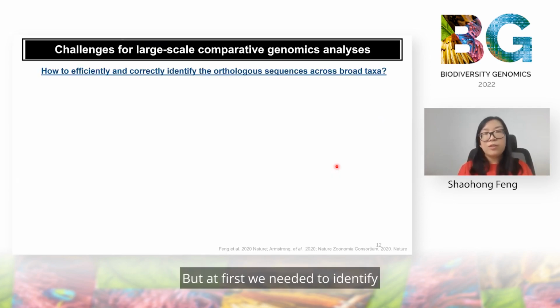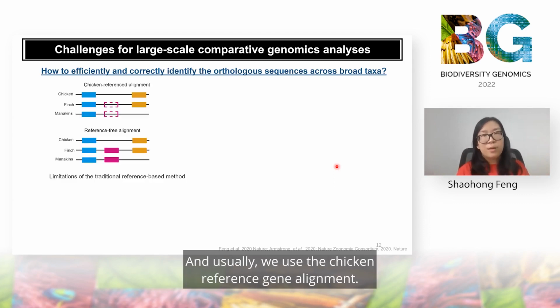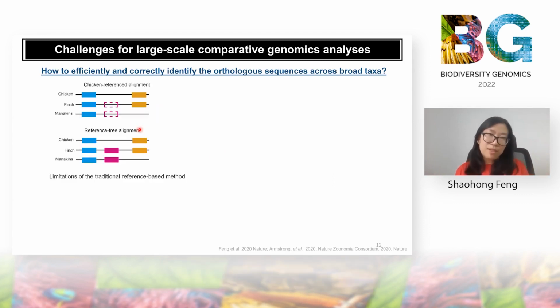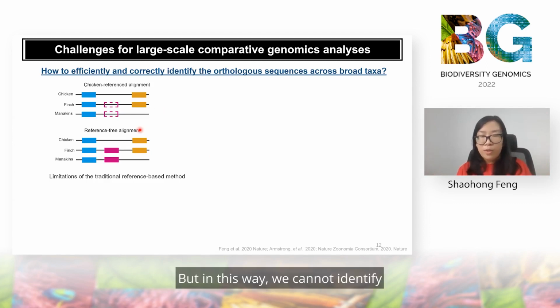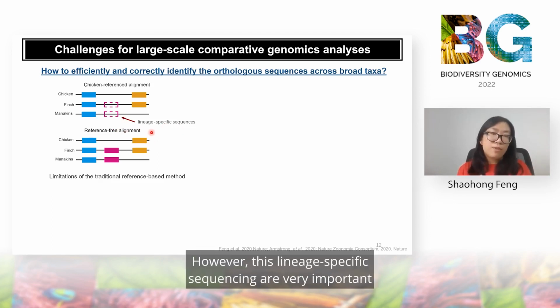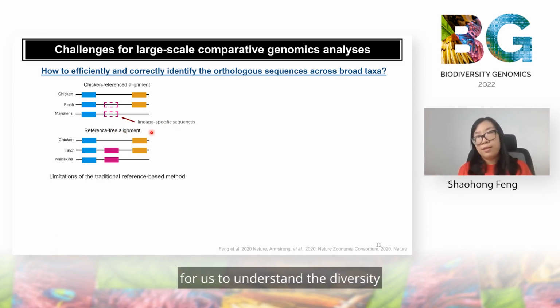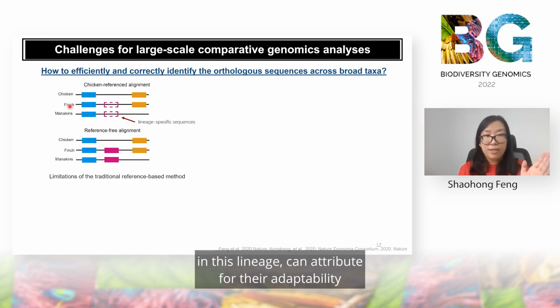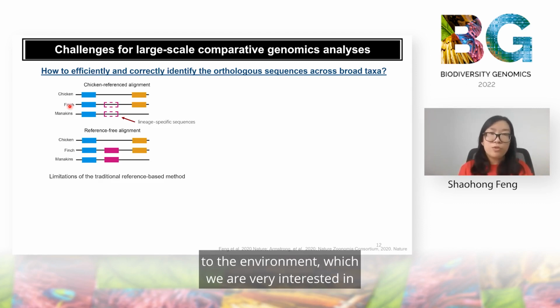But at first, we needed to identify the ortholog sequences across such large-scale genomes. Usually we use the chicken reference gene alignment. But in this way, we cannot identify lineage-specific sequences. However, these lineage-specific sequences are very important for us to understand the diversity of birds across the different lineages, because those new regions in a lineage can contribute to their adaptability to the environment, which we are very interested in.